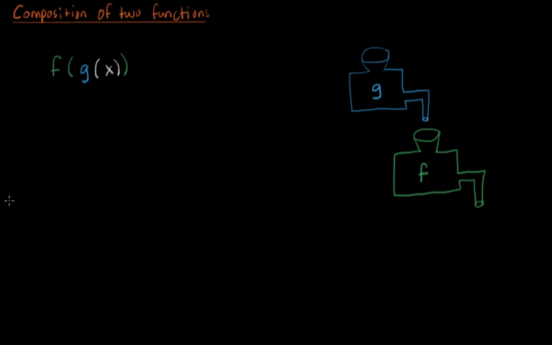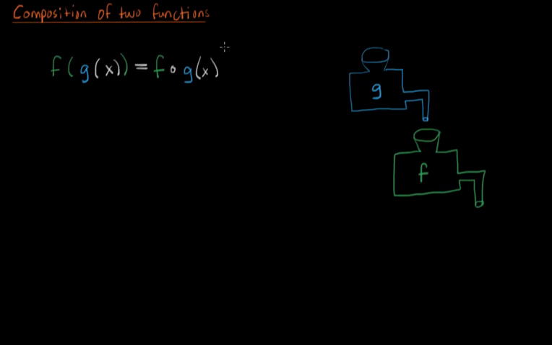Now, mathematicians are lazy, and they decided that they wanted to shorten this notation. And so a lot of times you're going to see it written as f, with a small circle, and then g of x. And the small circle just means of, so f of g of x is how we would read it.